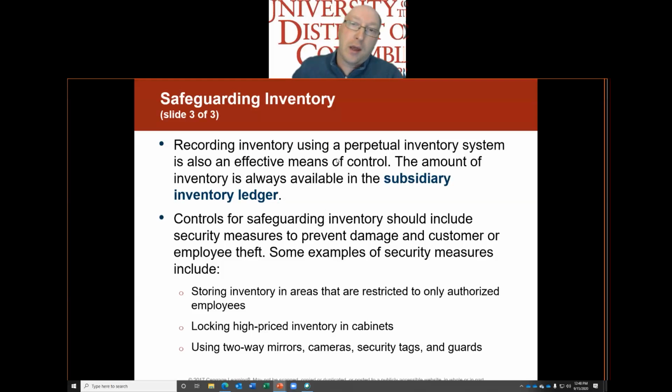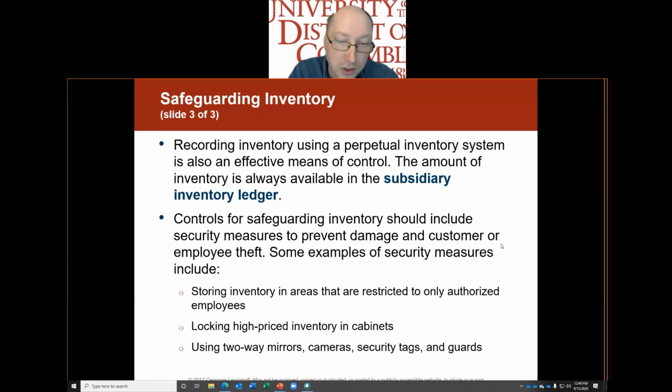Recording inventory in a perpetual inventory system is an effective way of controlling it. This amount of inventory is available in the subsidiary inventory ledger, which we learned about in the last chapter, chapter 5. Controls for safeguarding inventory should include things like security measures for preventing damage or theft. Examples would be storing inventory in areas that are restricted. In other words, behind a locked door, in a safe, in a cage, areas where only authorized employees are allowed to be, right?